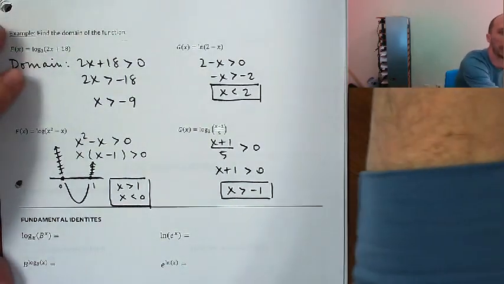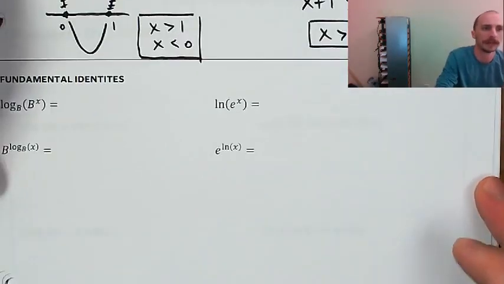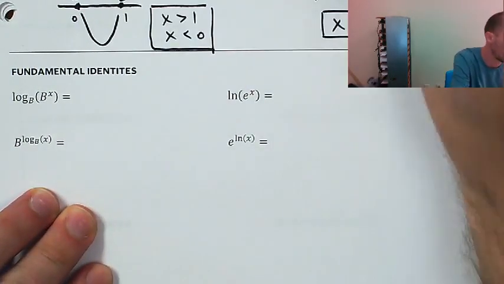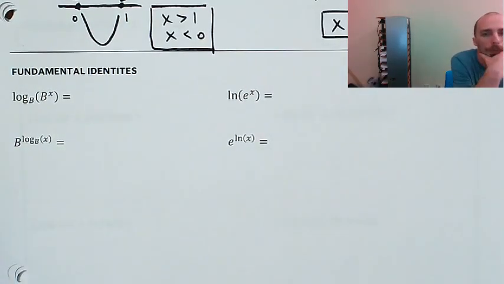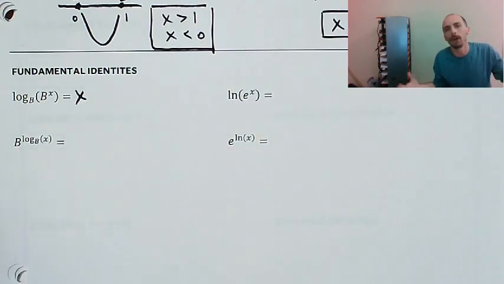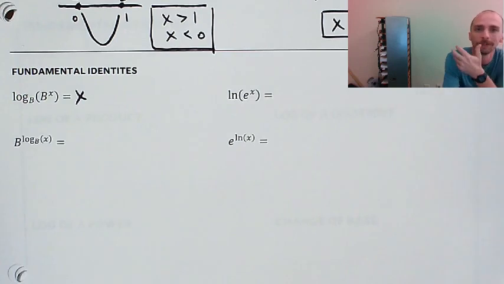Okay, so let's go in and talk about these fundamental identities just to wrap up with, right? So with the fundamental identities, these are really important. I'm going to be using these really, really regularly for the rest of the unit. Okay, so the log base b of b to the x, that's equal to x. And now you can just remember as log and exponential are not reciprocals, but they're inverses of each other, so they kind of cancel each other out.